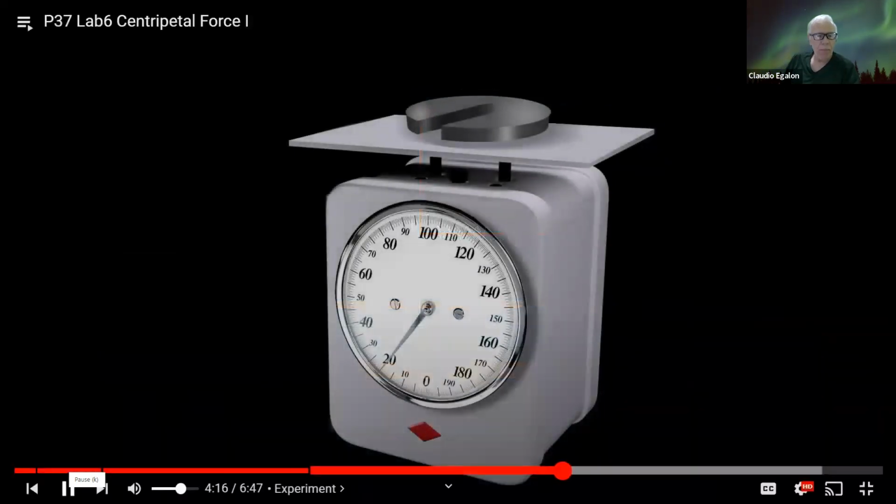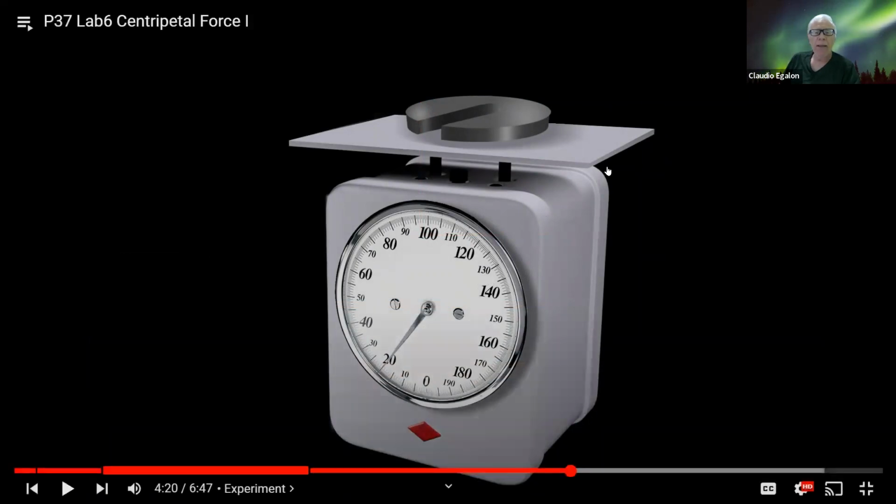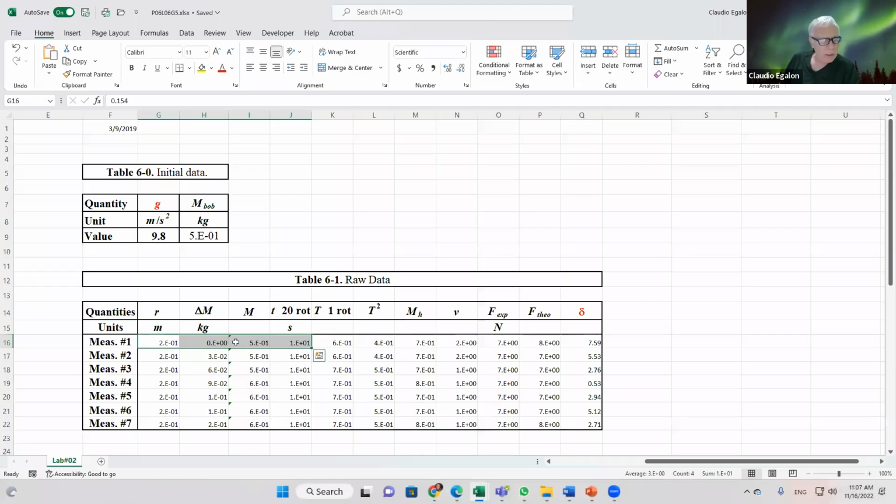Load a 20-gram slotted mass to a scale and determine its exact mass. Okay, that's the next measurement that you're going to make. It said here 20 grams. I put there in the spreadsheet 30 grams instead.